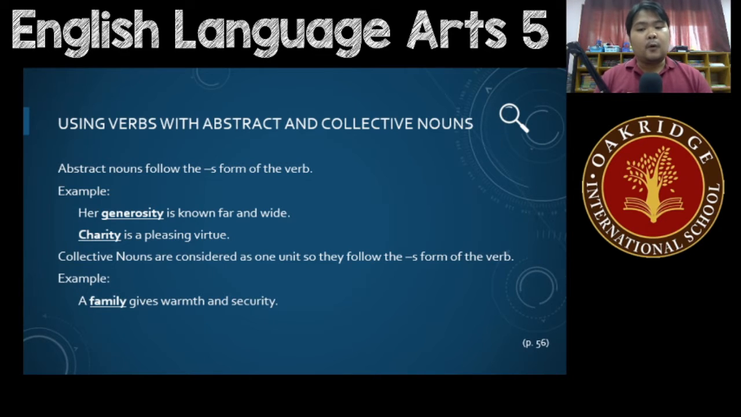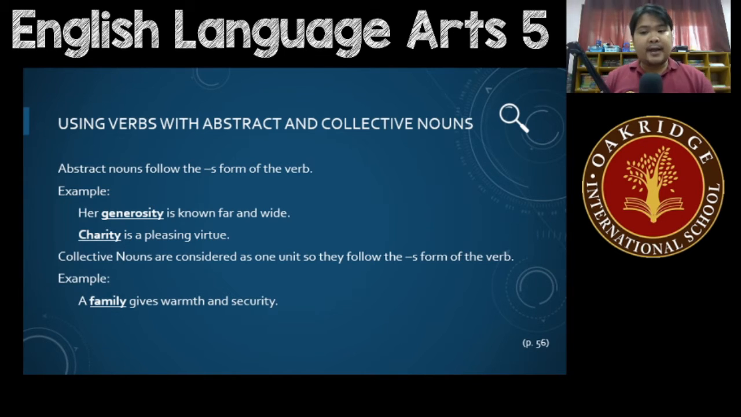Or was. So an example here is, her generosity is known far and wide. The verb there is "is," and it has to have the S form. It's the S form of the verb be. Same thing: charity is a pleasing virtue. The verb there is "is," and it's in its S form.